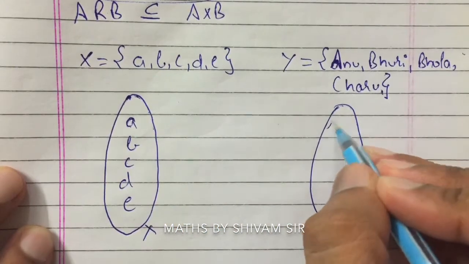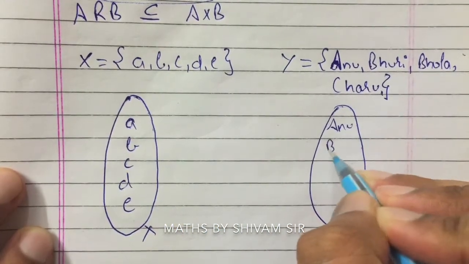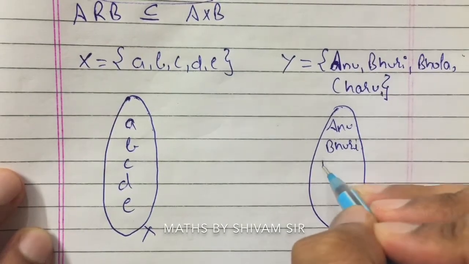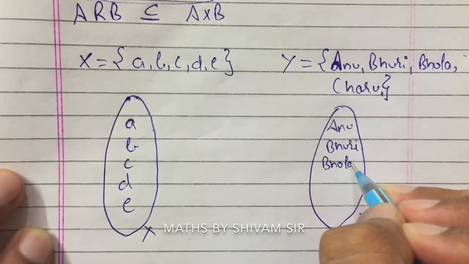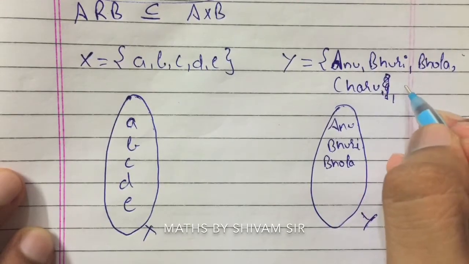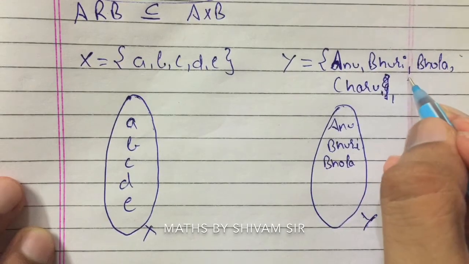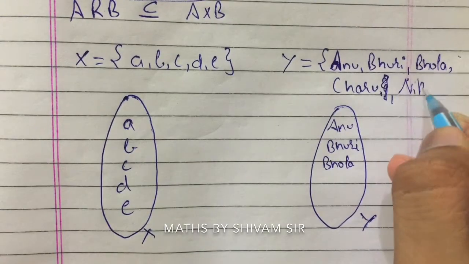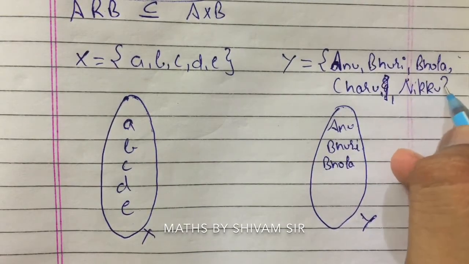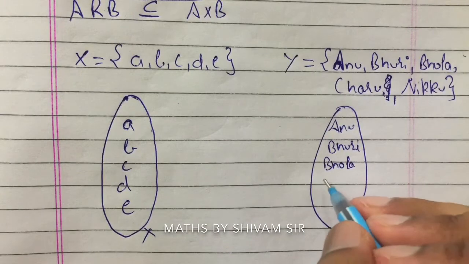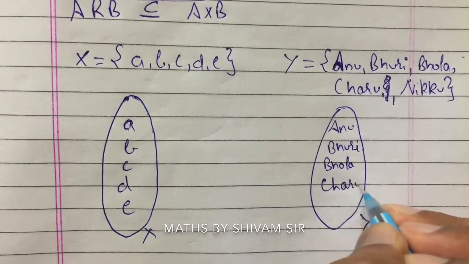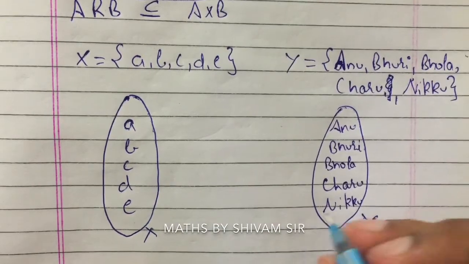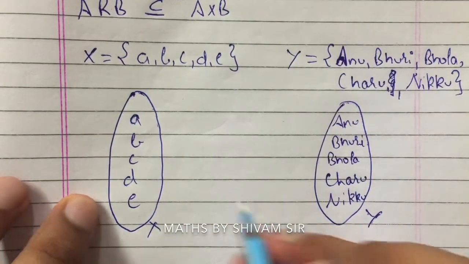Here we have Anu, Bhuri, Bhola. Let's take another name, any name you can take, say Nikku. So Bhola, Charu, and Nikku. What is the relation between X and Y?